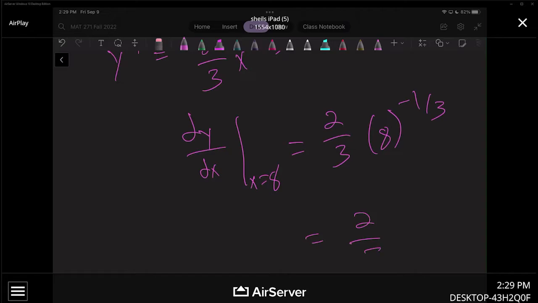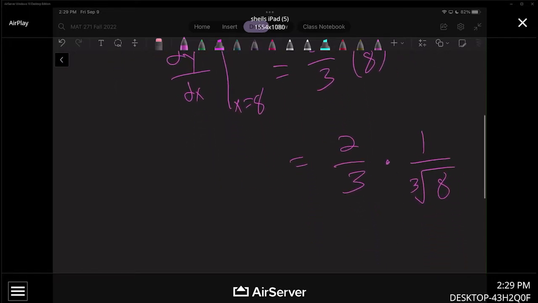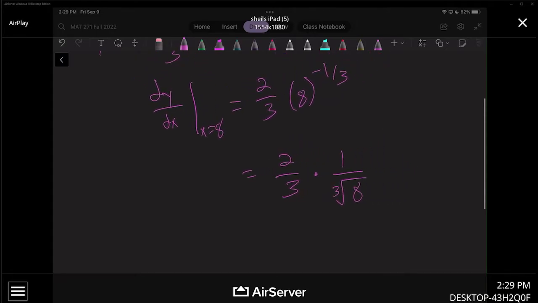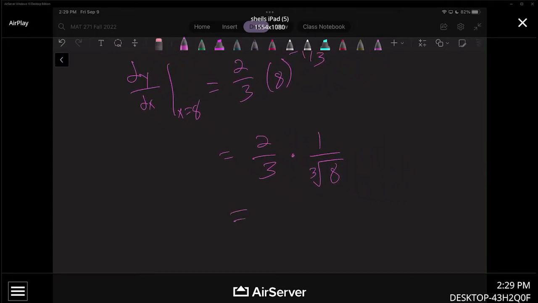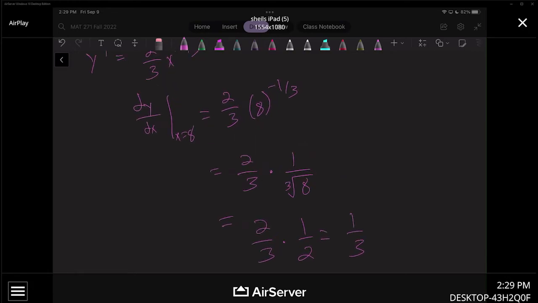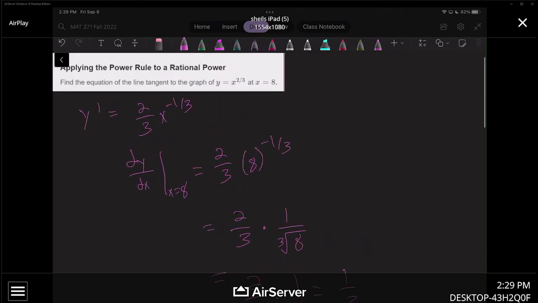This is 2/3 times 1 over the cubed root of 8. Oh, there we go. Sorry, I didn't realize this was slightly off screen for a second there. And this is 2/3 times the cubed root of 8 is 2. So this is 2/3 times 1/2, which is 1/3. And this is the slope of the line tangent to the graph at x equals 8.